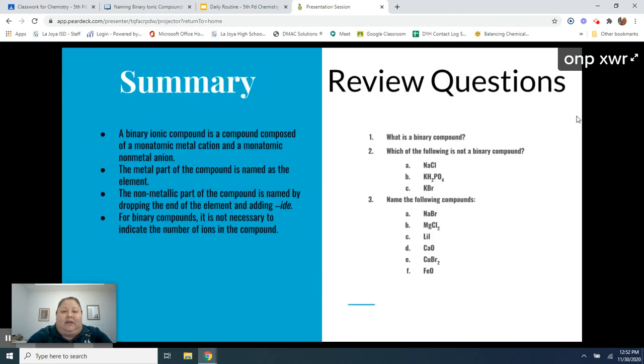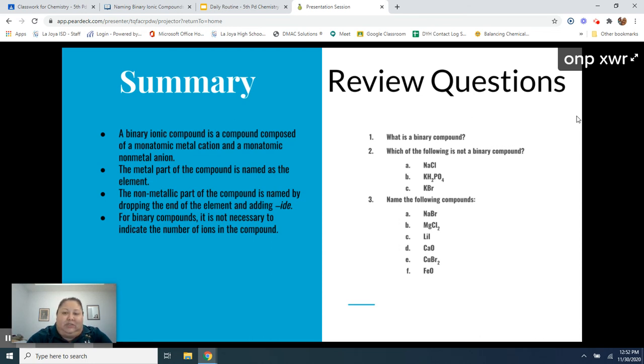A binary ionic compound is a compound composed of a monatomic metal cation and a monatomic nonmetal anion. The metal part of the compound is named as the element. The nonmetallic part of the compound is named by dropping the end of the element and adding IDE. For binary compounds, it is not necessary to indicate the number of ions in the compound.